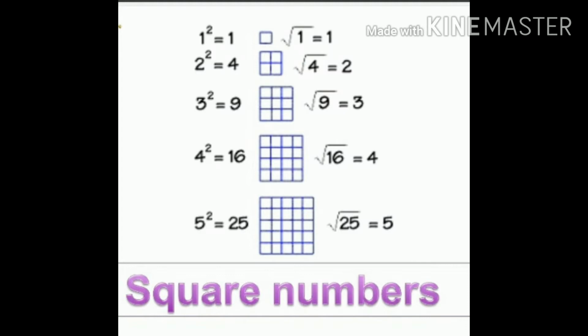We write down these squares using the symbol square root. Square root of 1 is equal to 1. Square root of 4 is equal to 2. Square root of 9 is equal to 3. Square root of 16 is equal to 4, and also square root of 25 is equal to 5.